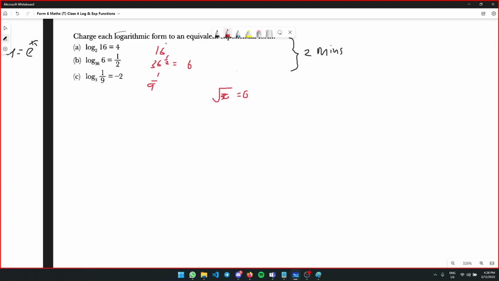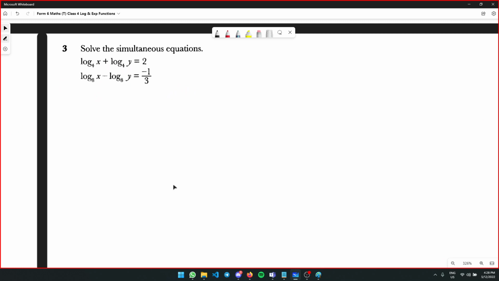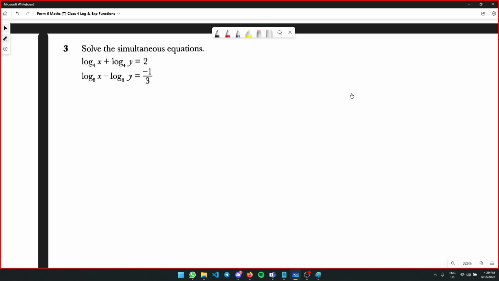The final answers are 16, 3^(1/2)... and also 1 over 9. That's perfect. Let's go to here. Solve the simultaneous equations. You will also encounter simultaneous equations of log. So how do you approach this type of question? Maybe I can try this one out for you. So how do you start?